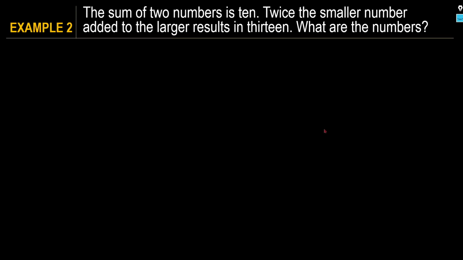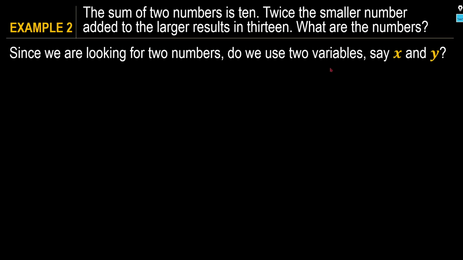Right. Now, ang tanong dito, look at the question, the third sentence. What are the numbers? So plural. I'm looking for two numbers, sir. Okay. Does that mean, though, that since we're looking for two numbers, we use two different variables? X tsaka Y? You know? A or B? M and N? Is that a good idea?